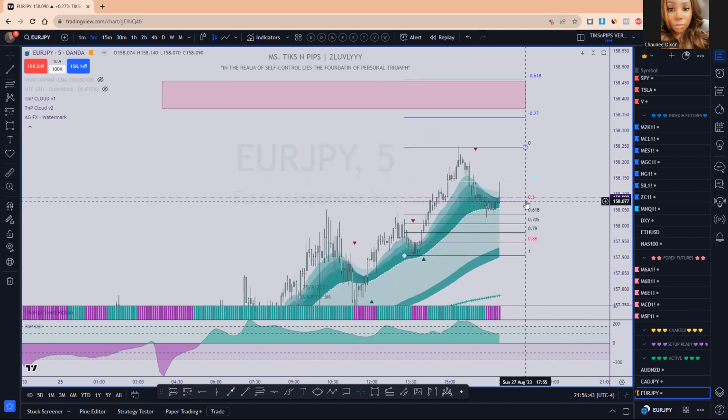It's not really like a fortune teller. It's just like a map. Like, here's where price could possibly go once it bounces off your retracement level. Awesome, thank you. You're welcome.